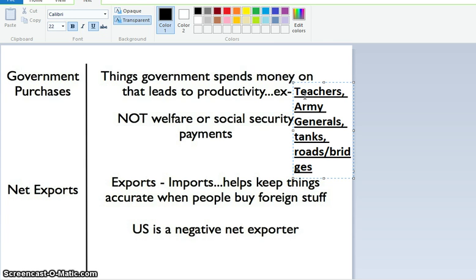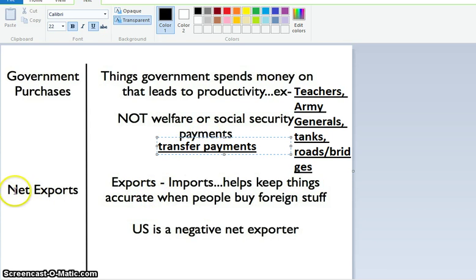But people also quickly remember that, like, oh, what about paying somebody to be on welfare or paying a retired person their Social Security benefits? Those are not counted. We have a name for them. They're called transfer payments, and they are not included. You're not providing a service as a Social Security recipient. You're not providing a productive service to society in the same way that a teacher or an army general is. So they do not count.